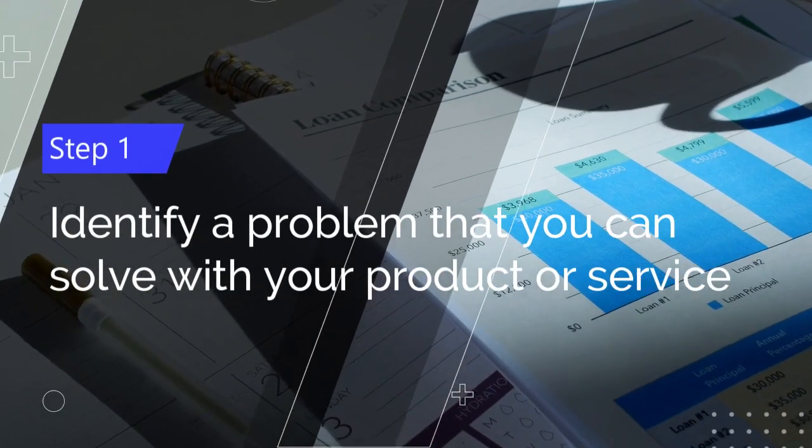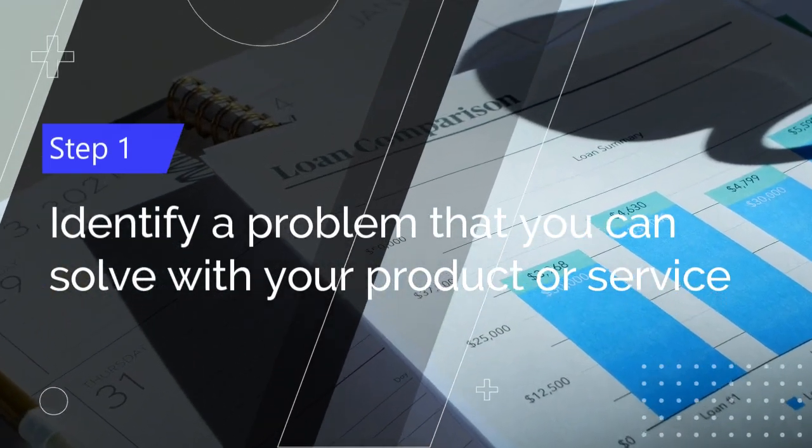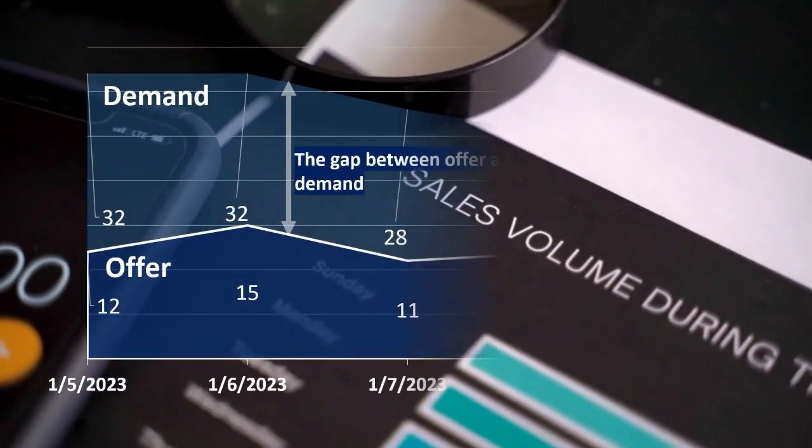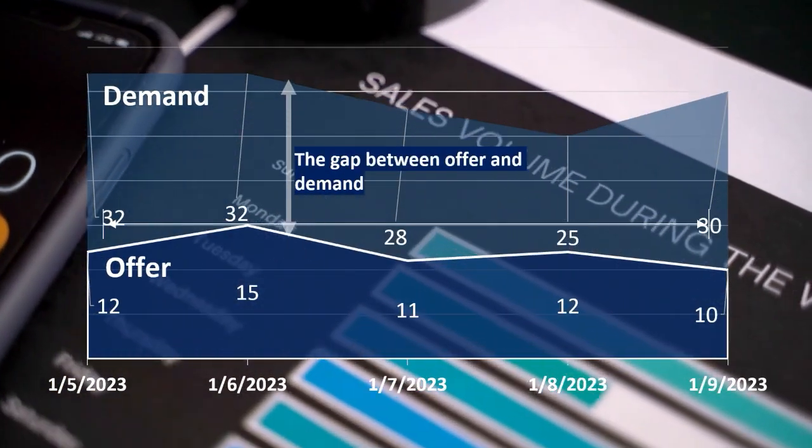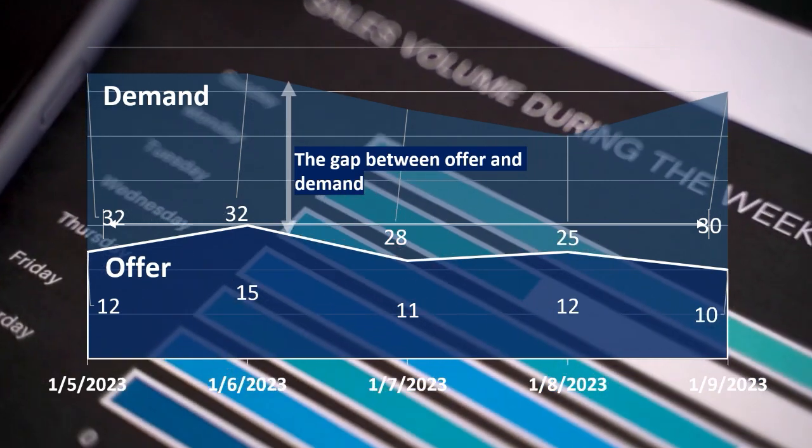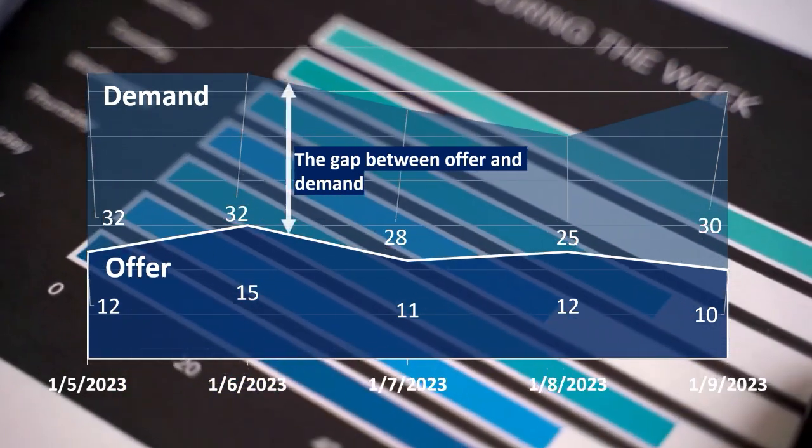Step 1. Identify a problem that you can solve with your product or service. This is the foundation of your business idea. You need to find a gap in the market that you can fill with your unique value proposition.